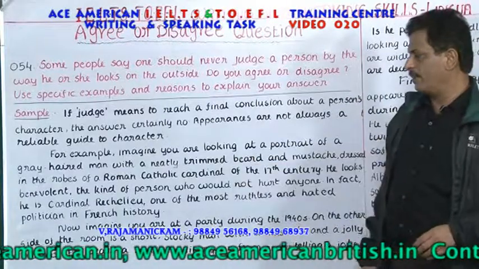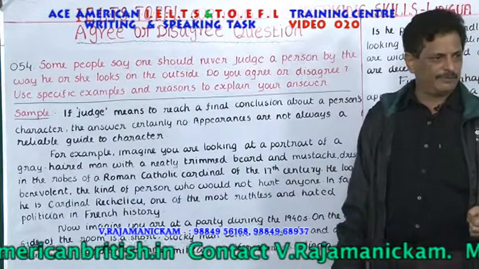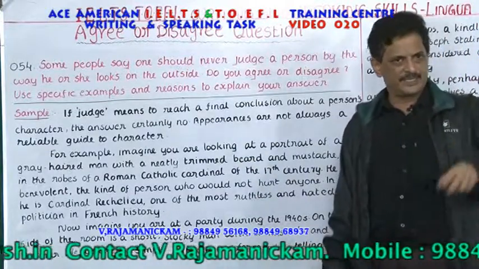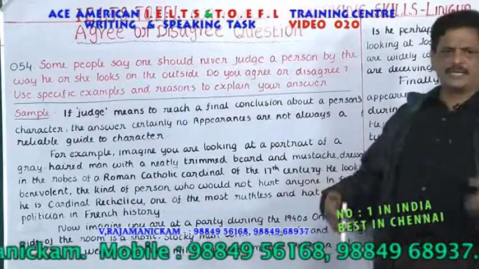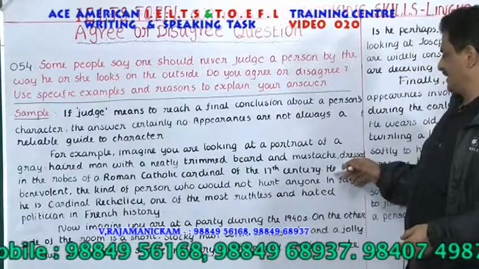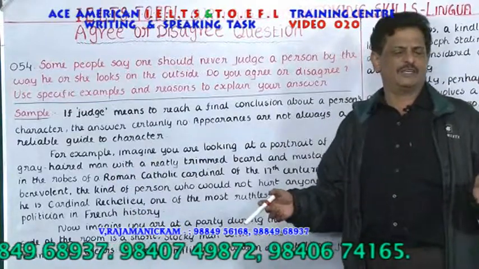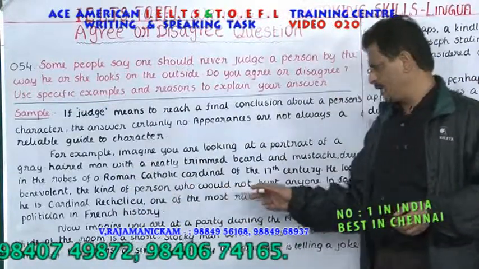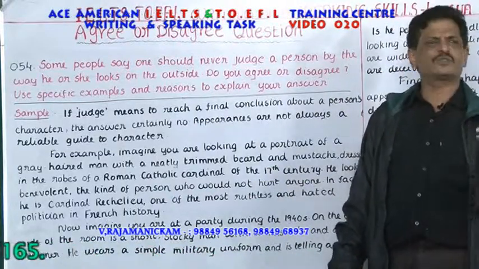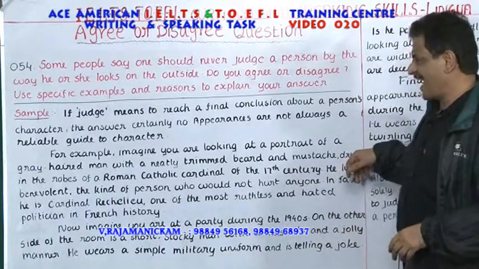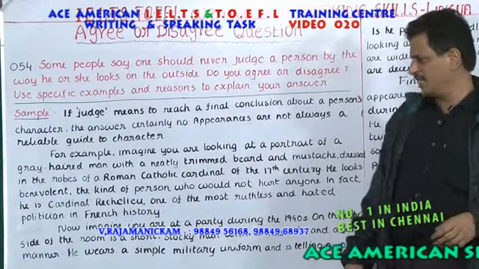He looks like a Roman Catholic cardinal. A cardinal is a powerful priest heading one particular region or a country. Of the 17th century, he looks like a priest. But who is he? He looks benevolent. Benevolent means what? So nice, so wonderful. The kind of person who would not hurt anyone. He looks in such a way that he will never hurt anyone. He looks so priestly. In fact, he is Cardinal Richelieu. His name is Cardinal Richelieu.